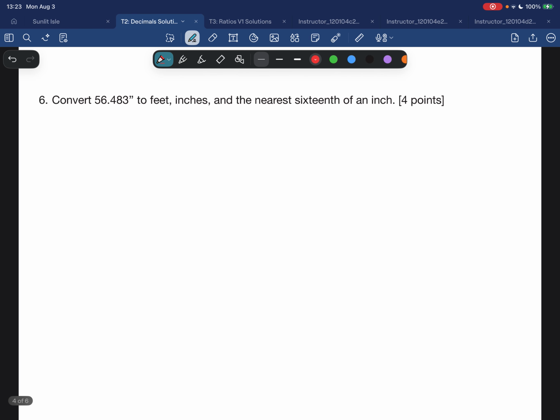Okay, question 6, convert 56.483 inches to feet, inches, and the nearest 16th of an inch. Great. So first, I know that there are 12 inches in a foot, and I know that 56 is much larger than 12. So I'm going to take 12 away from this a few times, 4 times in fact, which is the same as taking away 48. So I will leave that up there for now. Just to show you, 48 divided by 12 is 4. So I have 4 feet that have been taken away from this.